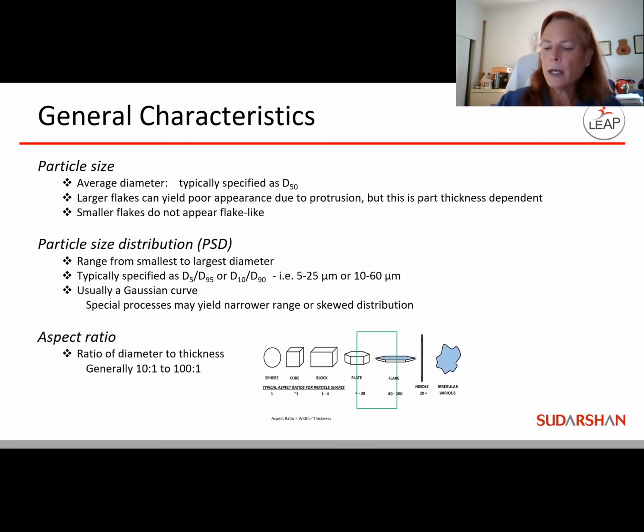In other sessions, we've talked about this before, because these are platelet aspects, the aspect ratio is generally 10 to 1 to 100 to 1. So it falls in that plate and flake category that we spoke of earlier in other sessions.